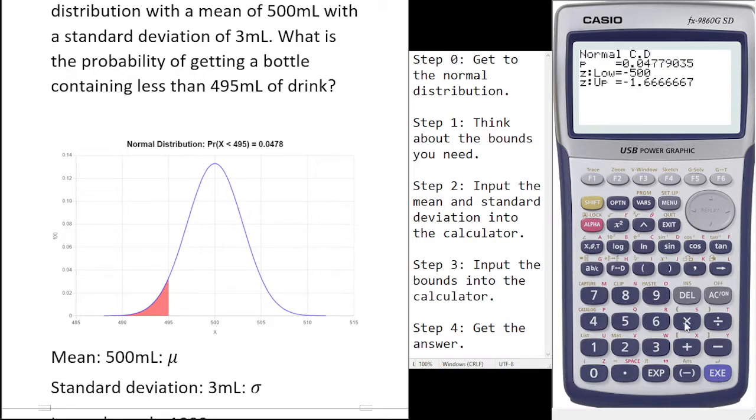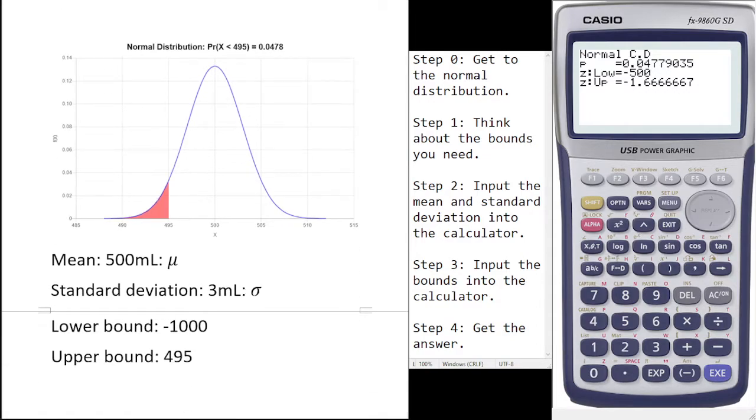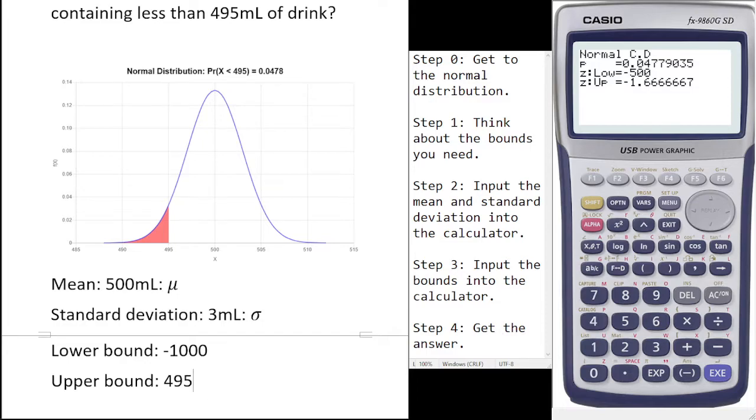Once you do that, click EXE, and it gives you 0.04779, rounded to 0.0478. And our probability, p equals 0.04779, which is about the same thing as 0.0478, and this is rounded to 4 decimal places. That's our final answer.